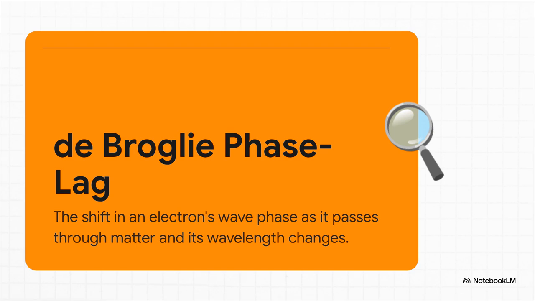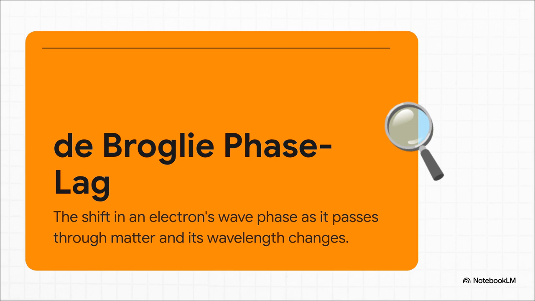Okay, so this change in speed is what creates that de Broglie phase lag we were talking about. The best way to picture it is this. Imagine the electron's wavefront moving forward. The part of the wave that goes through an atom gets a little speed boost, so it gets ahead of the parts of the wave that are just traveling through empty space. And if it passes through a whole column of atoms, it gets an even bigger speed boost.